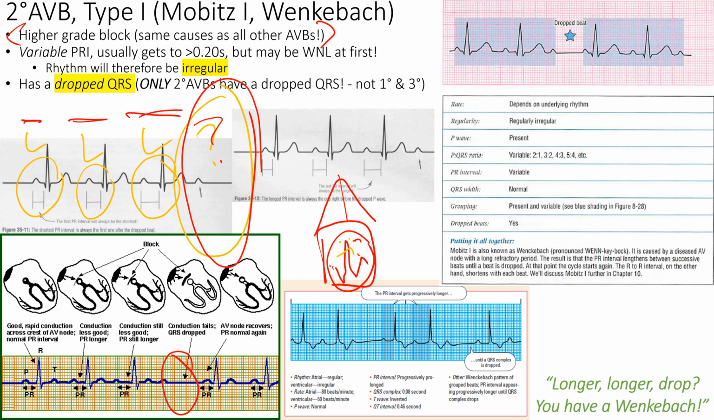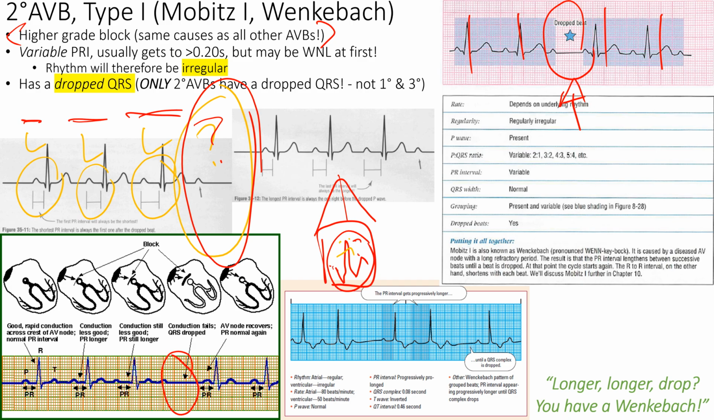And that's going to make my rhythm regular or irregular? Irregular, because there's a dropped beat. It was nice and regular until this guy happened right there. I had a dropped QRS complex. Also it's irregular because the PR interval is getting longer. That's going to make it irregular just by default. But we know all second degree blocks, type 1 or type 2, are going to have an irregular rhythm presentation.